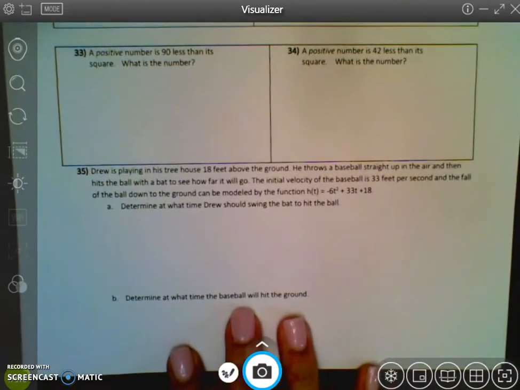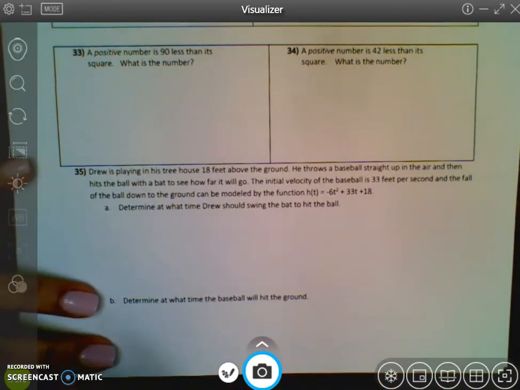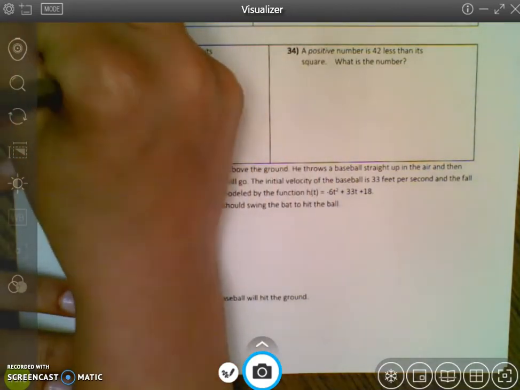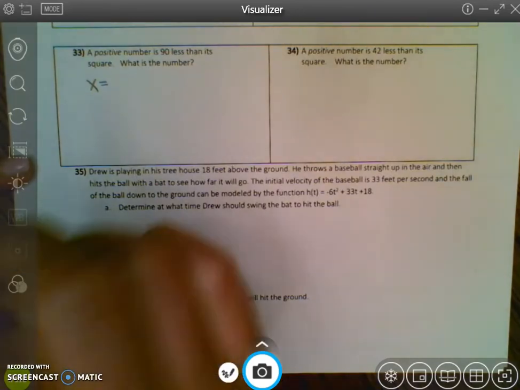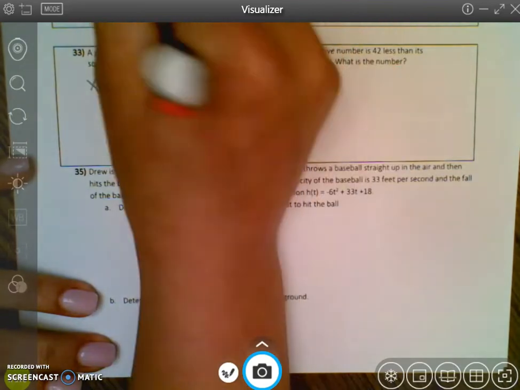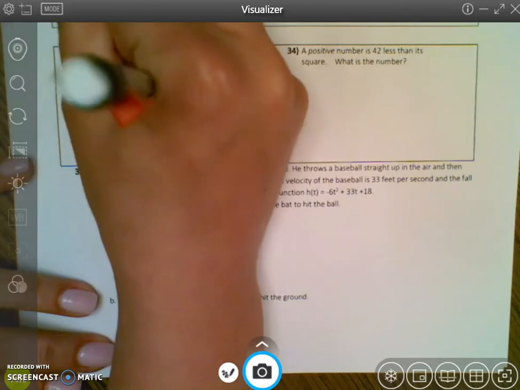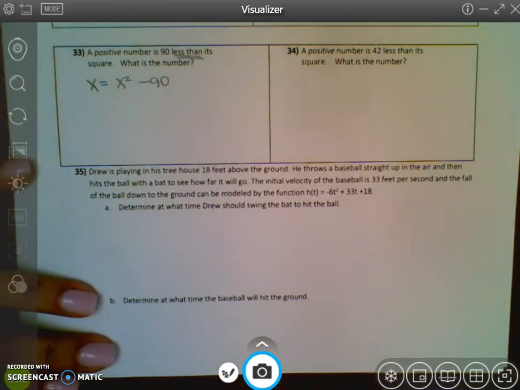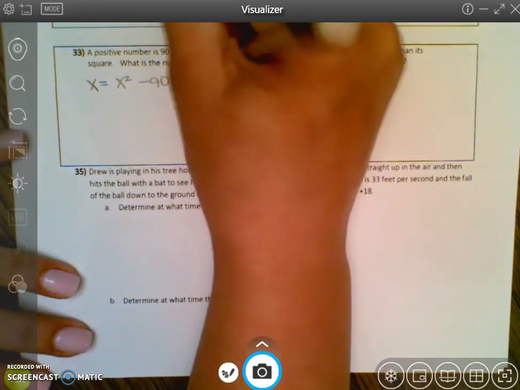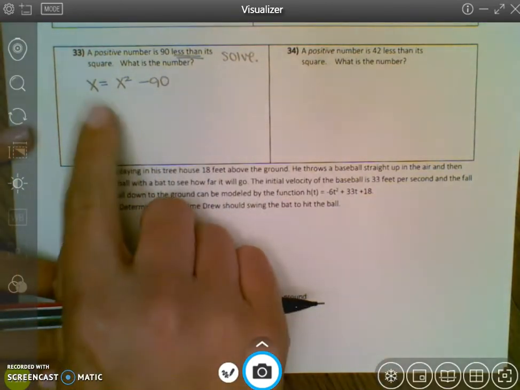Number 33. A positive number is 90 less than its square. What is the number? Okay, so we're going to let x equal the positive number. A positive number is 90 less than its square. Whenever you see less than, you always write it backwards. So you write the squared part and then minus 90. What is the number we need to solve? Okay, so we need to solve, which means it has to equal 0.